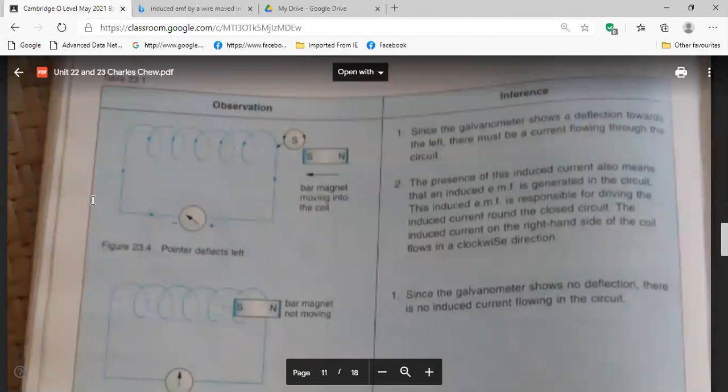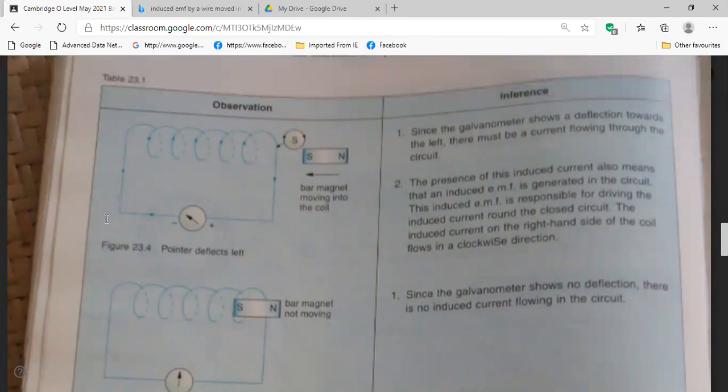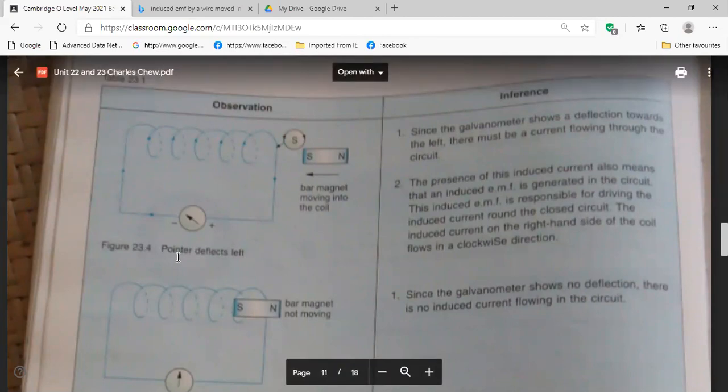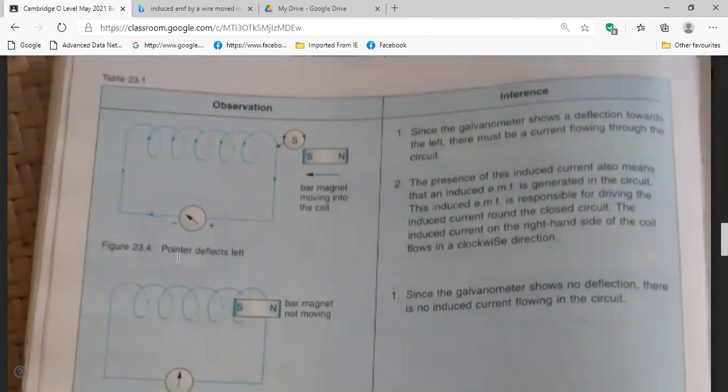Yes, okay, sir. So we got here Lenz's law, the first diagram you see, 23.4. This one we'll discuss, but before discussing this one, we will go back to the right hand grip rule. Can you remember the right hand grip rule? There was a straight wire, and we had magnetic field lines around the wire. Can you remember that one? We did it in the last topic.